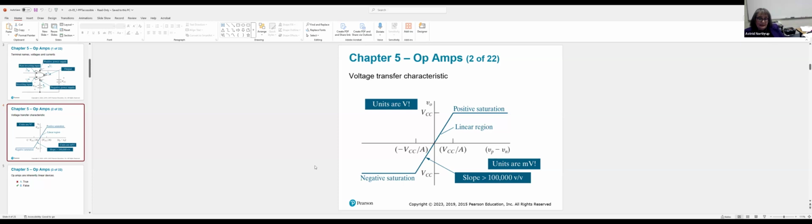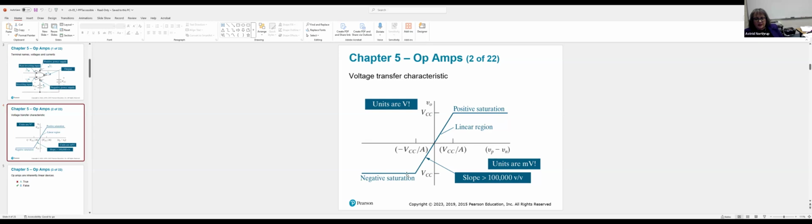Well, not inherently. An ideal amp always operates in this linear region between the maximum negative voltage and the maximum positive voltage, which are referred to as saturation. So what does that mean? That means that the voltage V sub O is going to be between VCC negative and VCC positive, or else it is not a linear device.